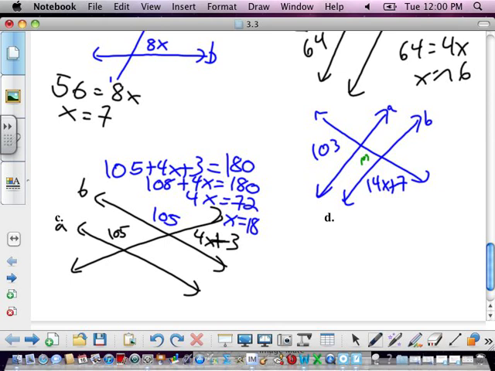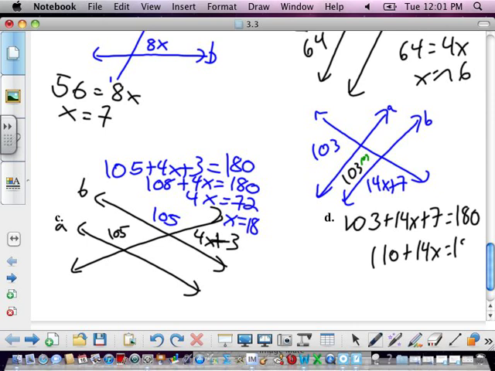Okay, we're looking at D. Those angles aren't anything, but I know this has to be 103 right here because they're corresponding. 103 plus 14x plus 7 is 180. Seven plus 103 is 110. 180 minus 110 is 70.